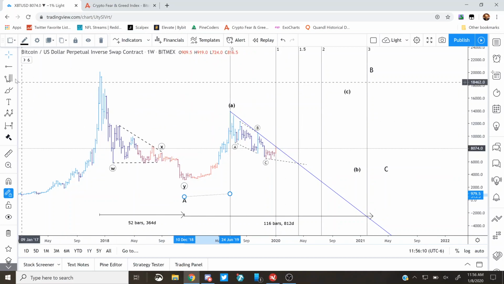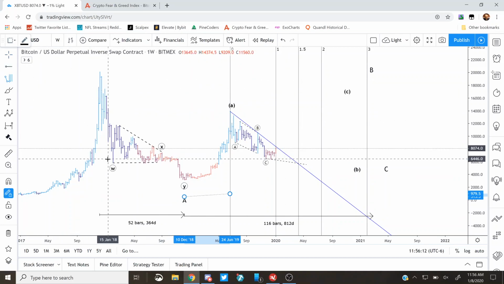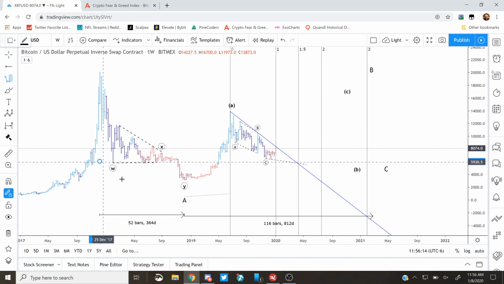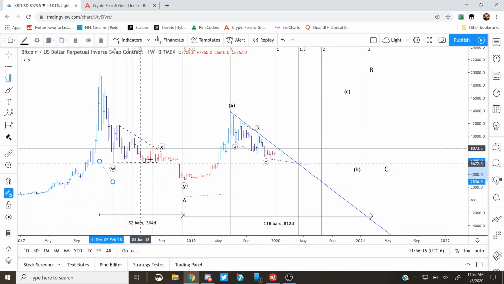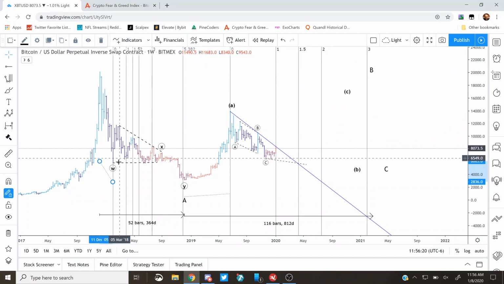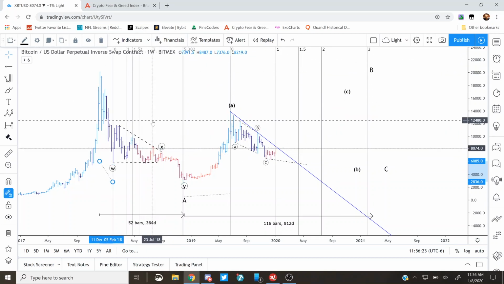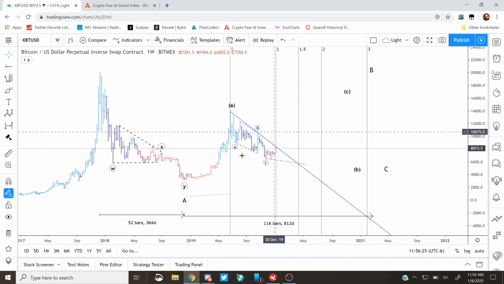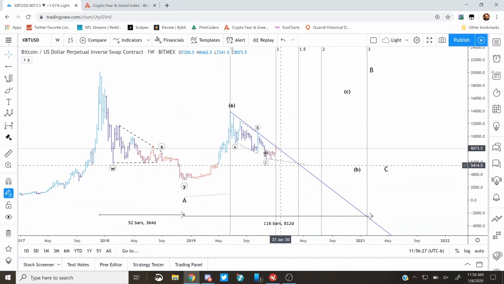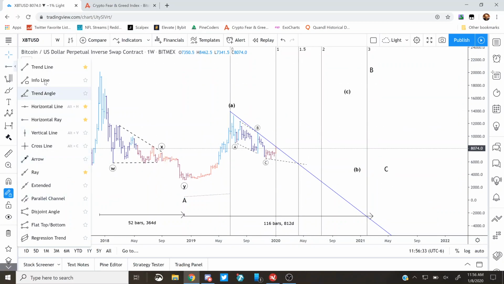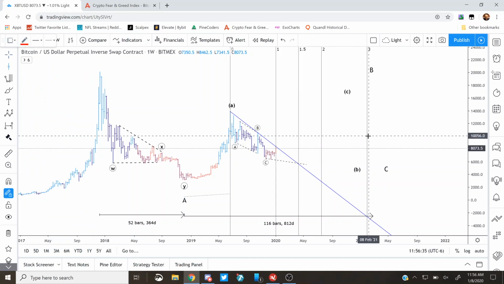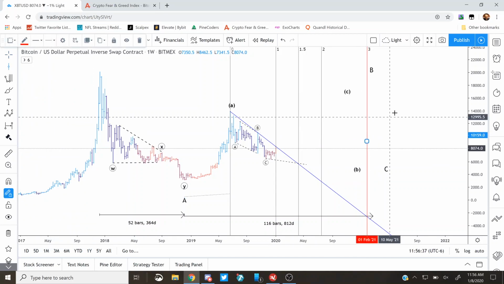But I showed you before, the second wave here took more than 3 times as long. 1, 2, 3 times as long. So why would we have 1, 2 only being 1 times as long? We expect it to be around 3 times as long, which could take it into this range.